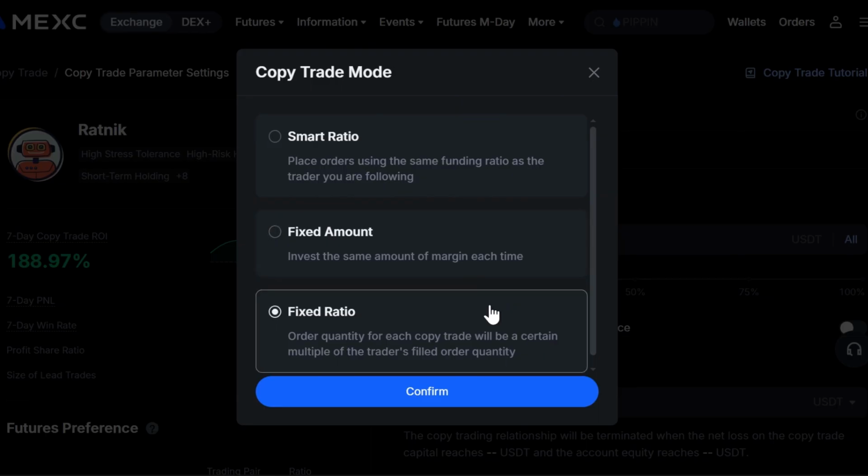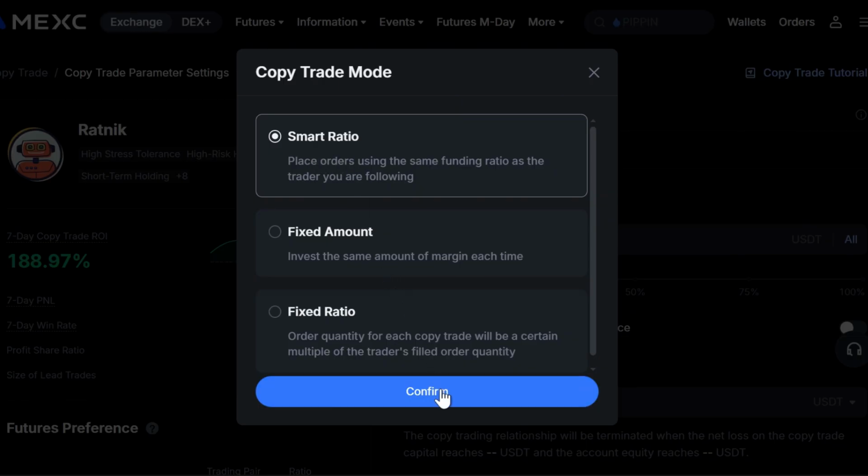Fixed Ratio mode is when you copy a percentage of your portfolio that matches the lead trader's allocation. So if they use 5% of their capital on a trade, you use 5% of yours. Fixed Ratio mode also means you can follow the lead trader's position size multiplied by a factor, for example, 2 times. This mirrors the trader's risk management and scales with your portfolio size. For this tutorial, I'm going to focus on Smart Ratio since most of you watching are probably beginners.